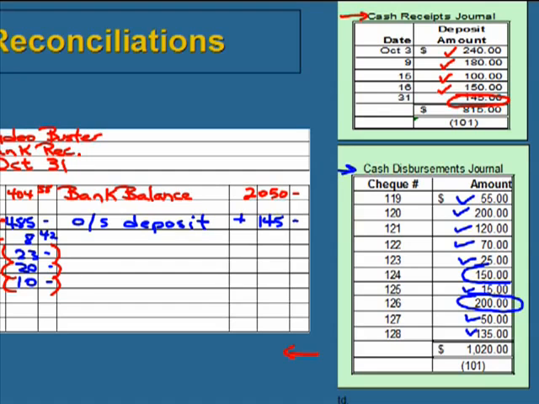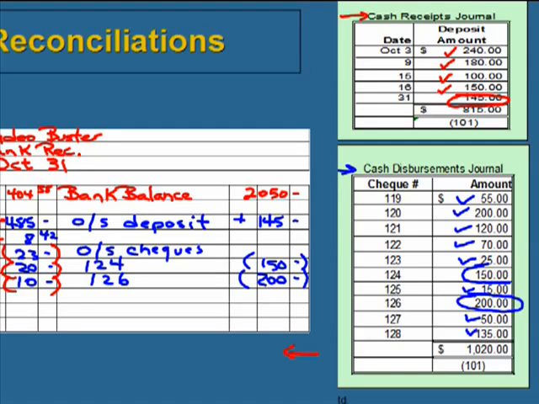When we look at the checks written in our accounting records, we see two of them that are circled, check number 124 and 126. Both of these are outstanding checks, so I'm going to write a heading for outstanding check. And it's a good idea to keep track of the check number on our bank reconciliation as well as the amount. We have check number 124 for $150, and we have check number 126 for $200. We know that checks will decrease the bank account, so we're going to put brackets around those two numbers so we remember to subtract them when we calculate the new bank balance.